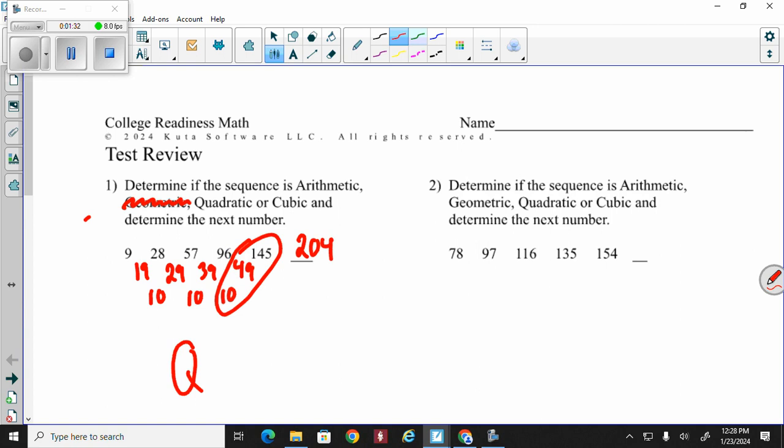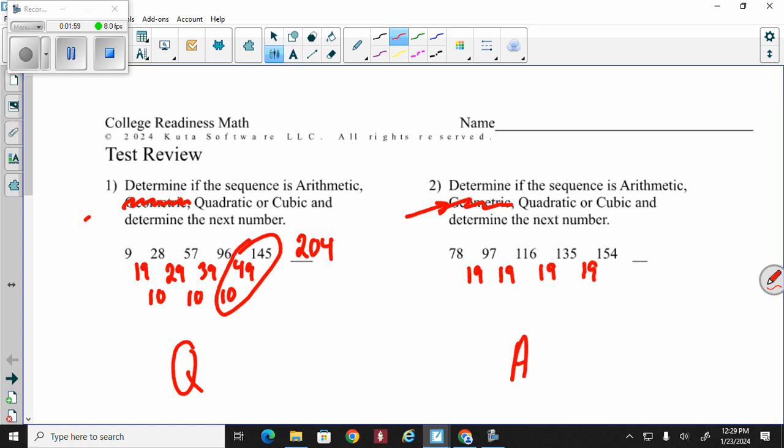All right. Question number two, determine the sequence. Again, I'm always going to look through the lens of geometric first. Is there a whole number I can multiply 78 by to get to 97? The answer is no, I cannot. So I obviously know it's not going to be geometric. I'm just going to start finding my differences. Between this, I believe that's 19. I think they're all 19: 19, 19, 19, 19. So this is going to be arithmetic.